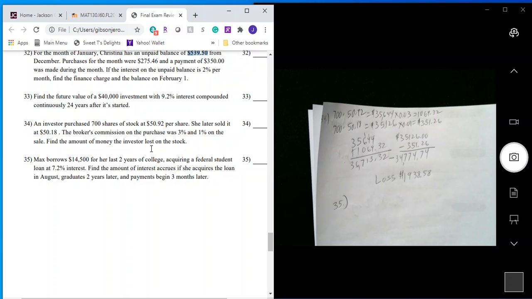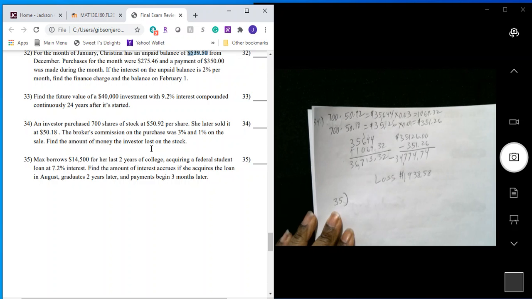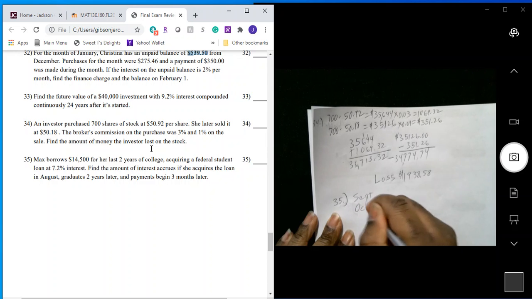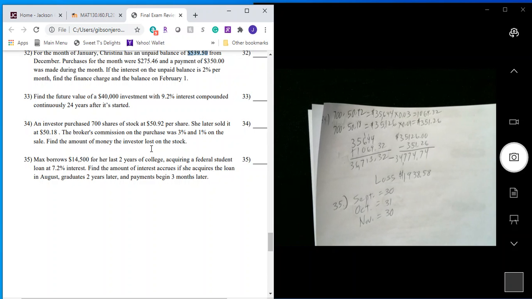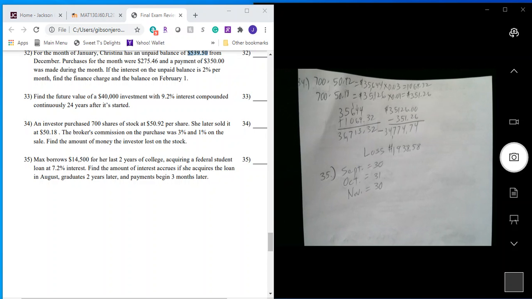If she acquired the loan in August and graduates 2 years later, that would take her to August. And then it says 3 months after August, so that would be September, October, November. So it's 30 days in September, 31 in October, and 30 in November. Now, what we need to do next is find the daily interest amount.